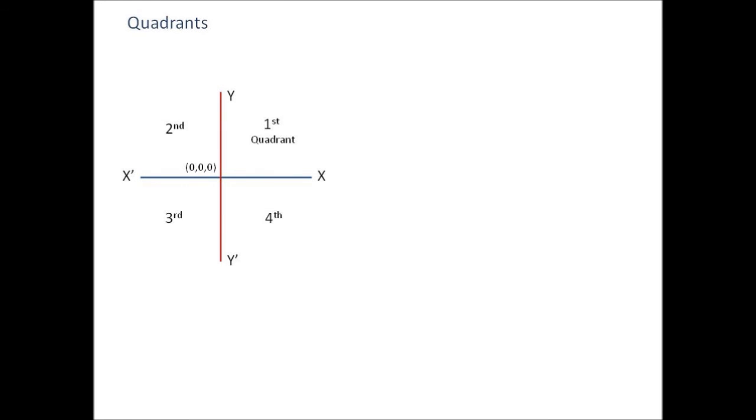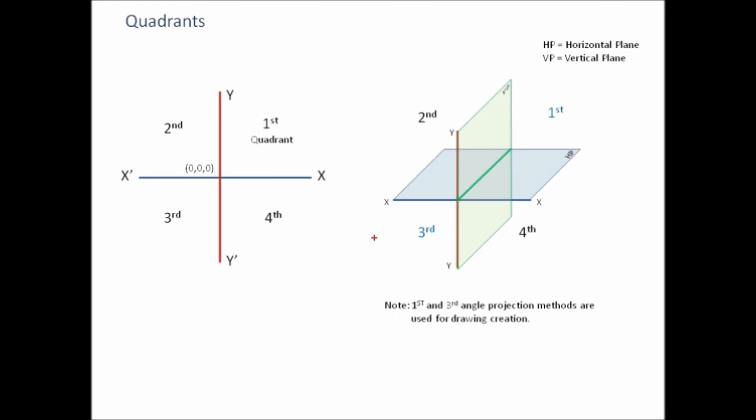Now, here at right hand side, we are seeing an image. In this, there are two planes passing through x-axis and y-axis. The plane passing through x-axis is named HP, that is horizontal plane, and the plane passing through y-axis is named VP, that means vertical plane. For the viewers who are related to engineering drawing, this information is useful.